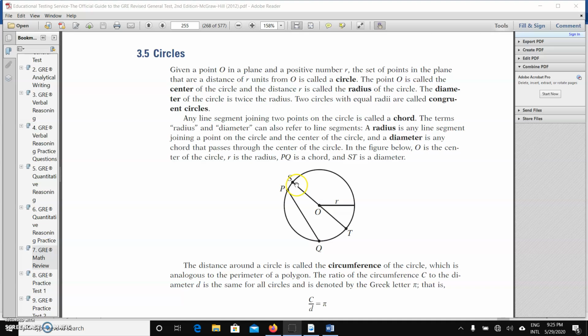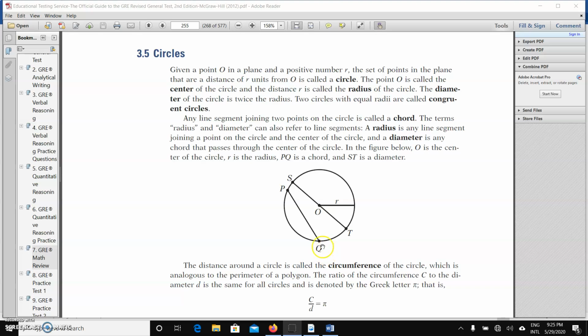Now a diameter is an extended radius. For example, ST is the diameter because it comprises two radii. So any line drawn from any side of the circle that passes through the center to the other side is called a diameter. And usually diameter is always equal to 2 of a radius. So that means 2 radii make 1 diameter.